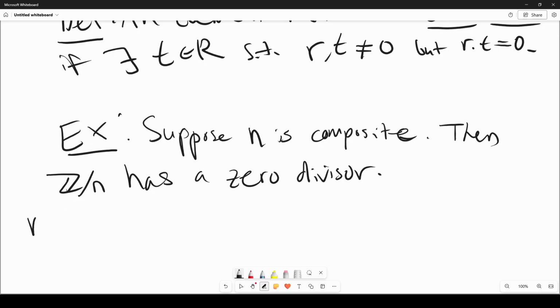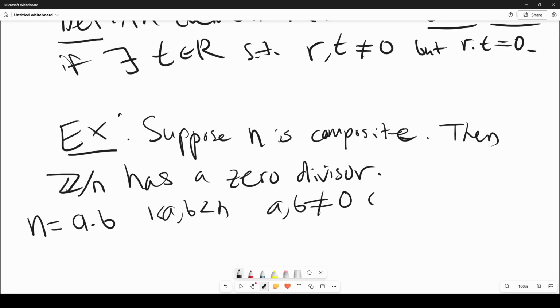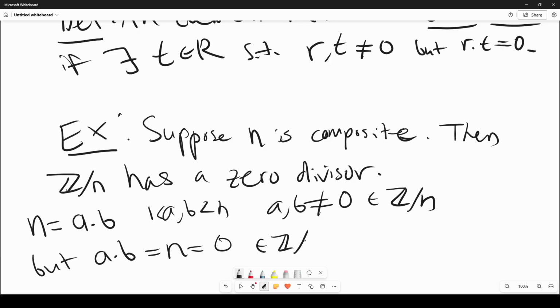The idea is that n is composite means n equals a times b, right? And if this is the case, and we know that a and b are both less than n and larger than 1, that's what it means to be composite, which means that a and b are both not 0 in Z mod n. But a times b equals n is equal to 0 in Z mod n. Thus a and b are both zero divisors.